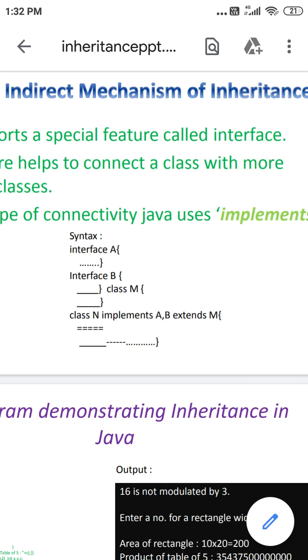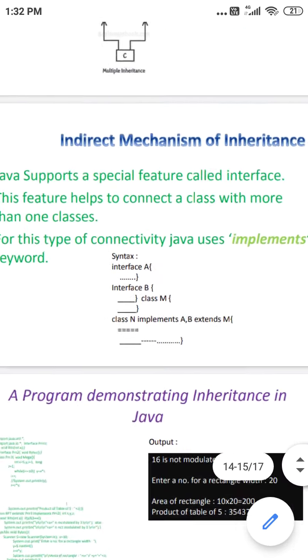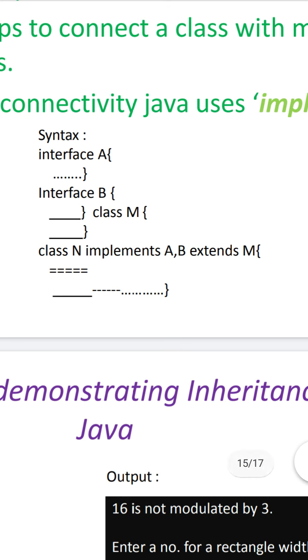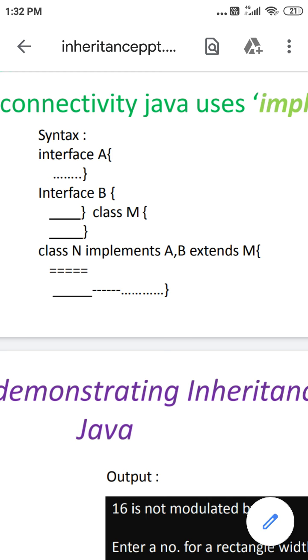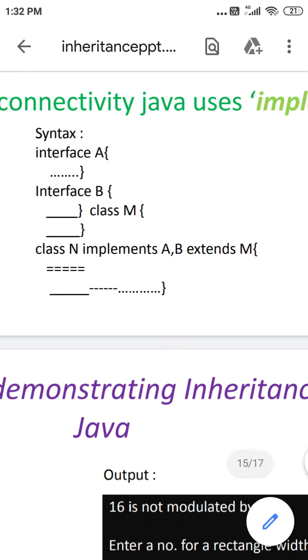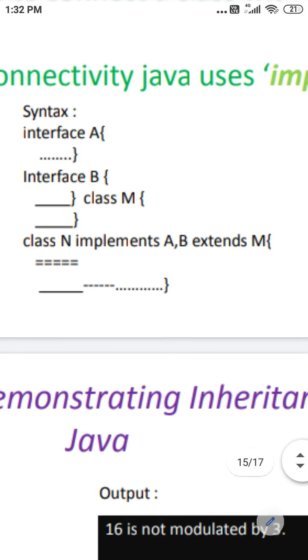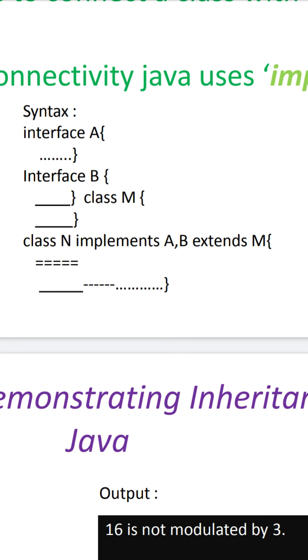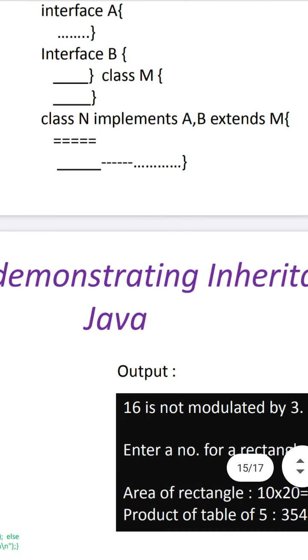Okay, and here is class M. Class M is our parent class. Now class N is our child class. If I implement this, class N implements A, B. That means it will inherit the properties of A and B. And if I inherit M, then we have to write here: A, B extends M.